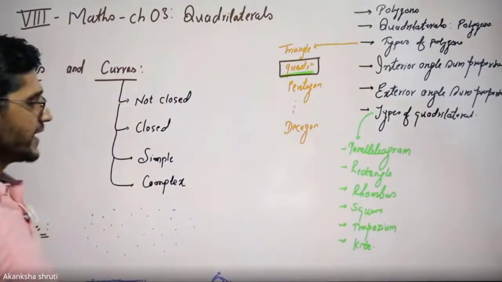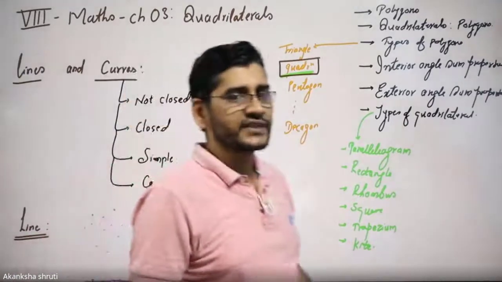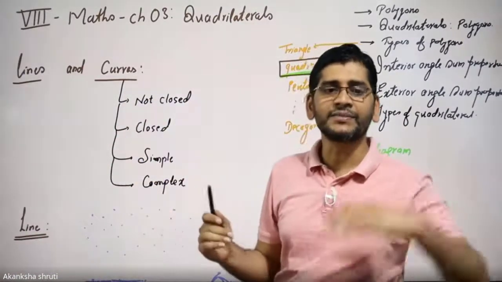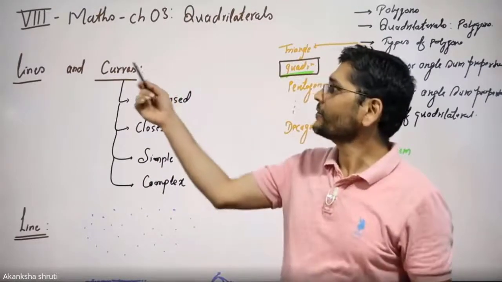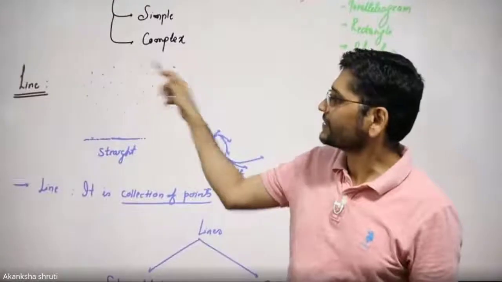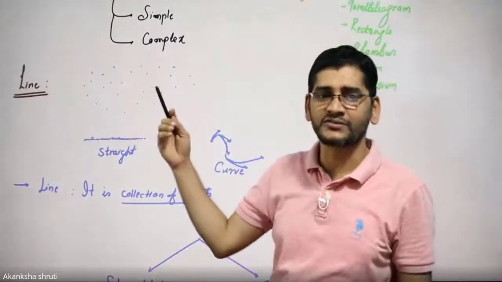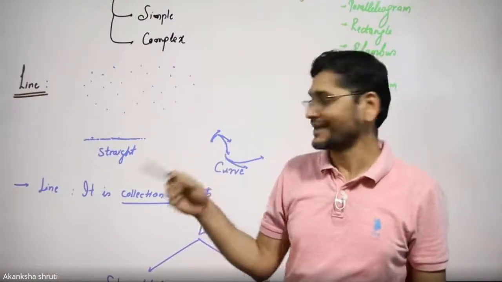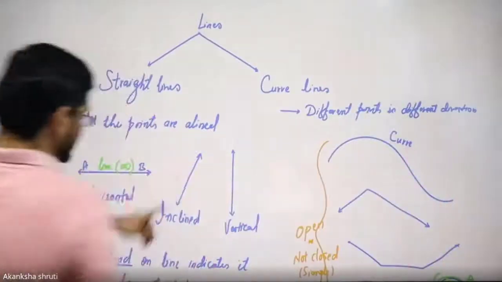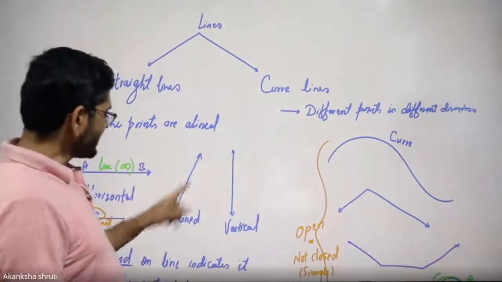Students, last day we started with the very basic thing. What is a line and a curved line? Line simply means the straight line, and curve means there is more than one direction. So a line is nothing but a collection of points quite close or touching each other. So line, like here it is represented. A line has infinite length.